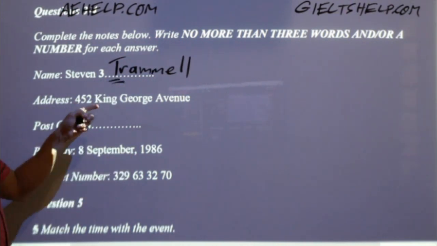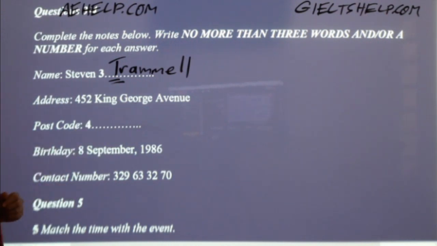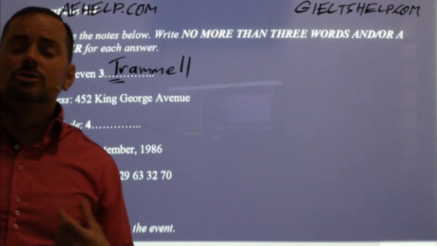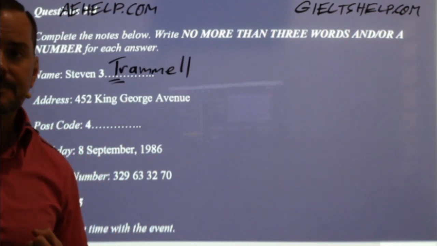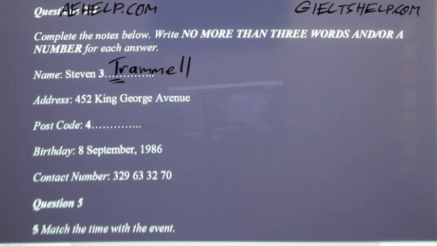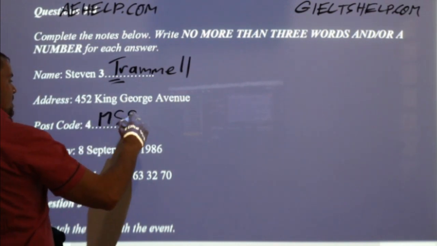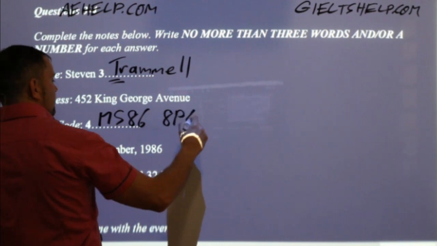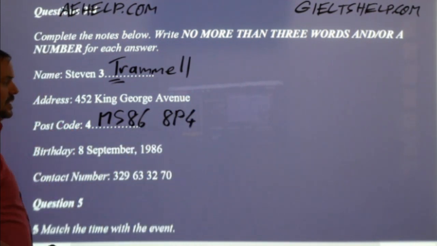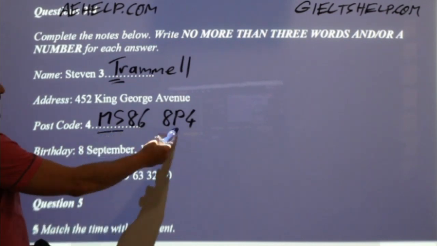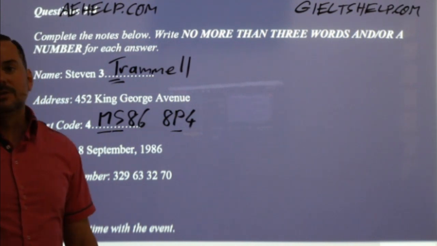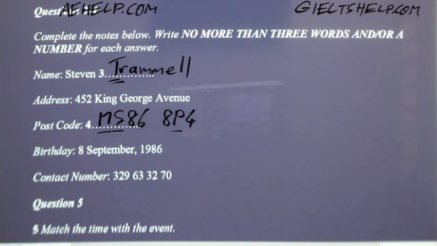Okay, the address is 452 King George Avenue. That's where he lives. And then the man asks for his postcode, and this is repeated. So what is his postcode? He gives this postcode and the man says it back. Usually for postcodes, they do this in the IELTS, okay? So it's MS868P4. Very good. You don't need to worry about the spacing. It doesn't matter. I do recommend writing capital letters, not small letters, for this in your answer sheet. So it's MS868P4. Okay, that's the correct answer.